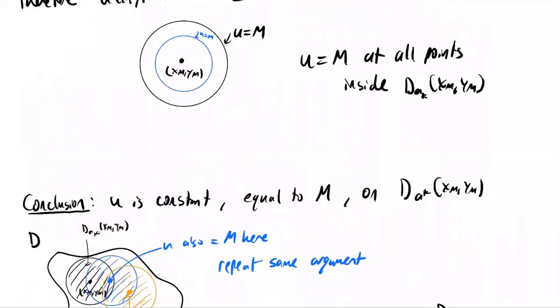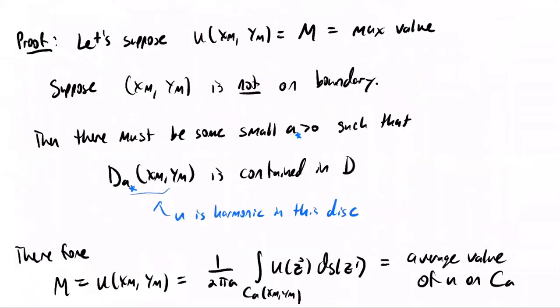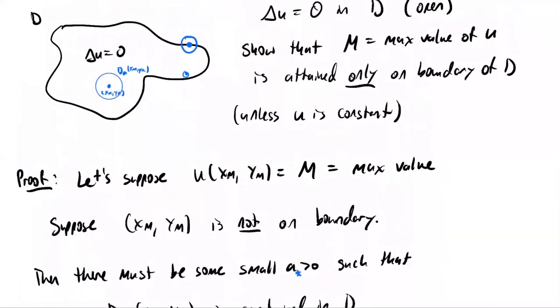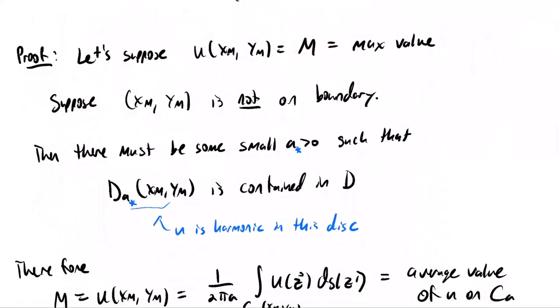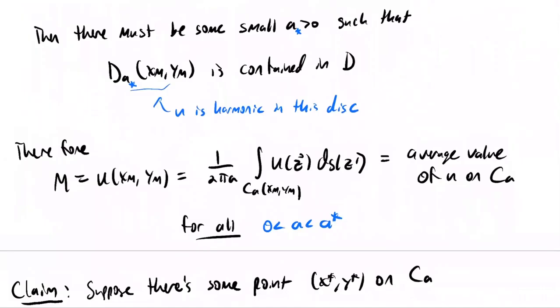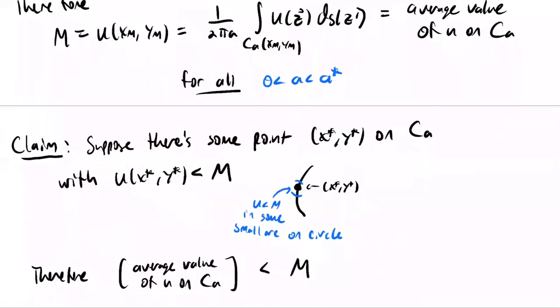And so just to quickly recap the main points of the argument, the idea is let's suppose that there's some point inside the domain where the maximum value is attained. Then I can find a disk that fits inside the larger domain that's centered at that point. And at that point, u is equal to the maximum value m. But then by the mean value property, m has to equal the average value of u along any circle centered at that point. But the only way the average value can be equal to m, if m is the maximum of the solution, is if u is equal to m at every single point on the circle.